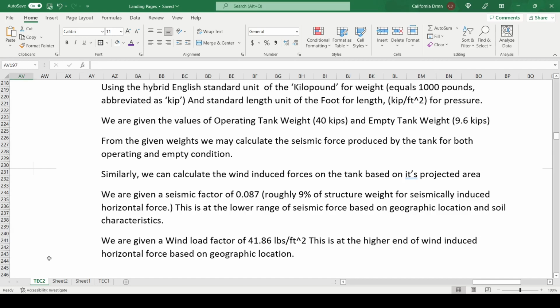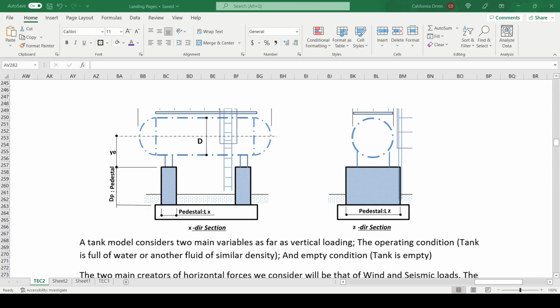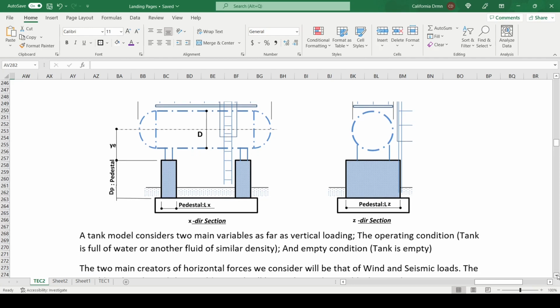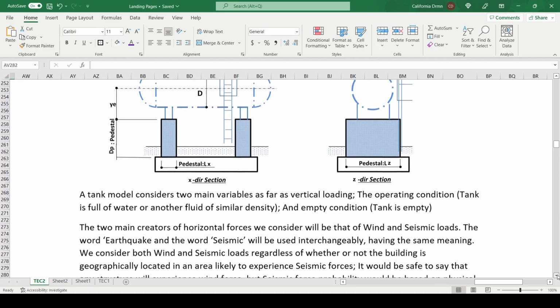We are given a wind load factor of 41.86 pounds per foot squared. This is at the higher end of wind-induced horizontal force based on geographic location. A tank model considers two main variables as far as vertical loading: the operating condition, tank is full of water or another fluid of similar density, and empty condition, tank is empty.